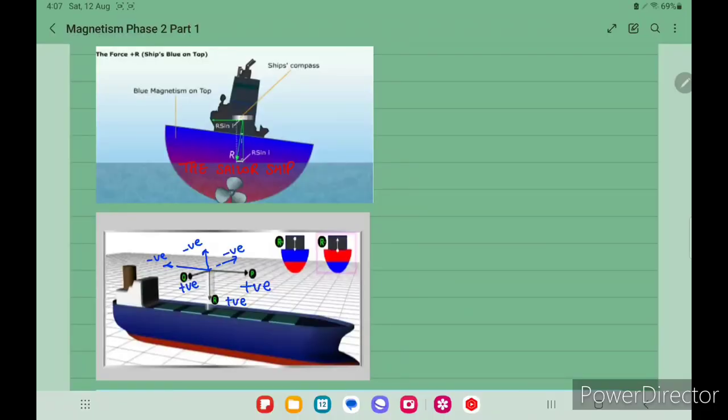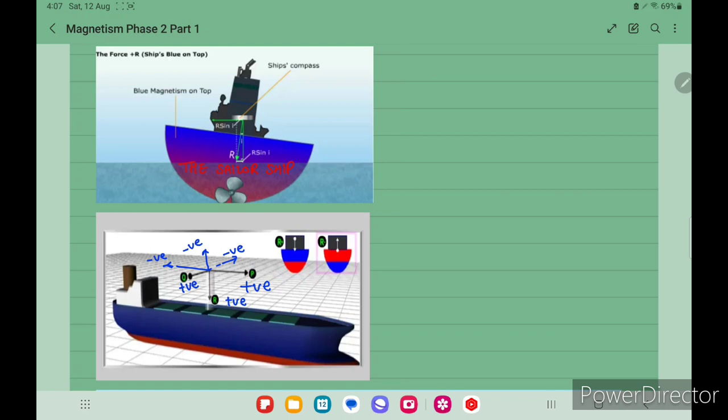So, continuing on with magnetism. In this video we discuss the coefficients and the heeling error. Before watching this video, please go and watch the Magnetism Part 1 video so that you understand the concept of magnetism. Without understanding that video, it will be very difficult to follow this one. You might understand, but it's hard. So watch that video first, and then watch this second video.